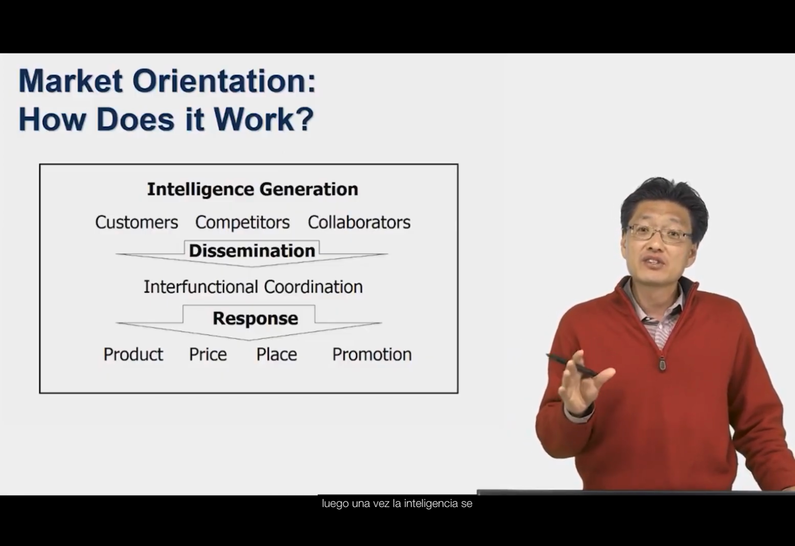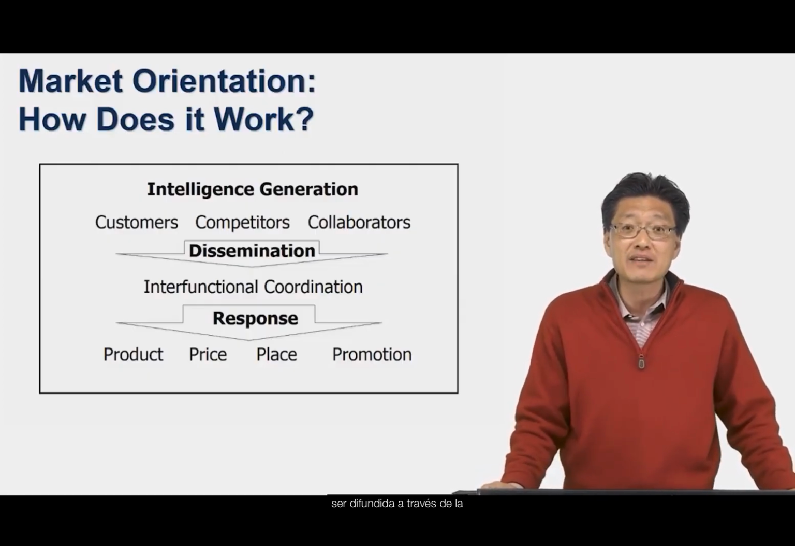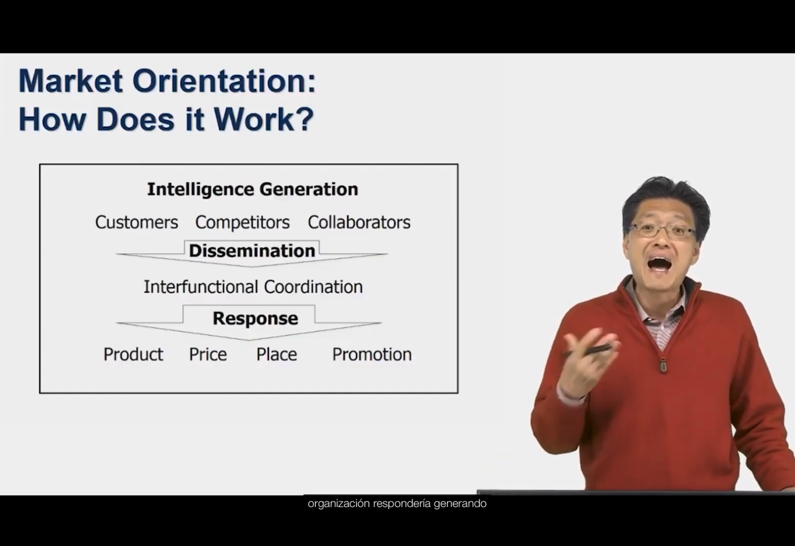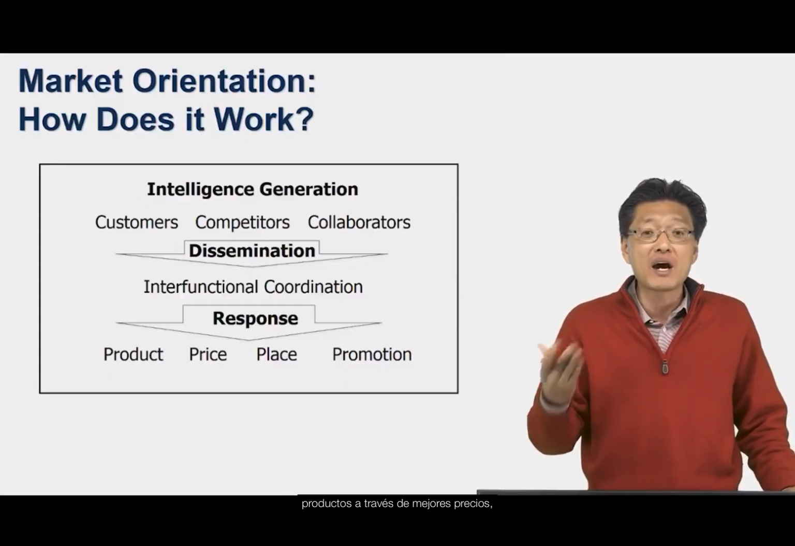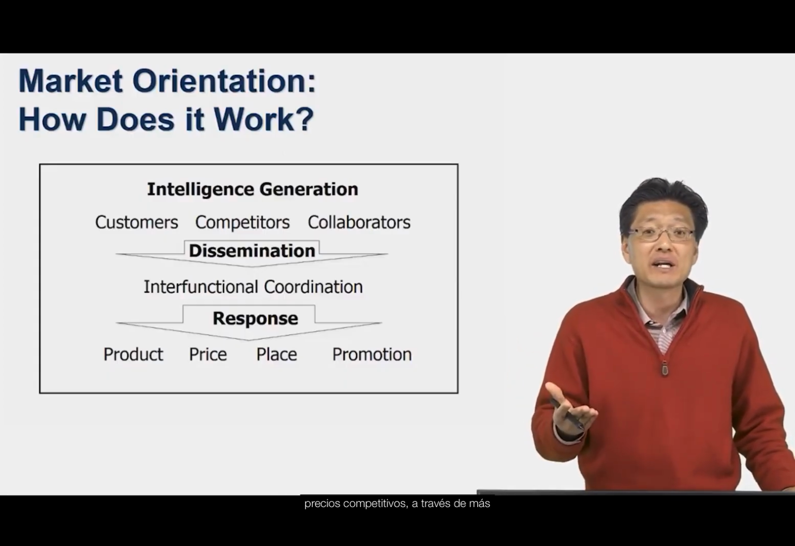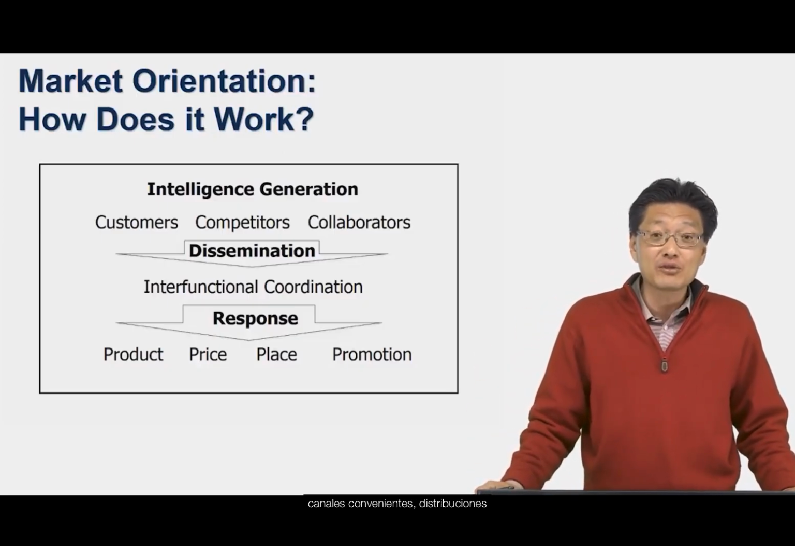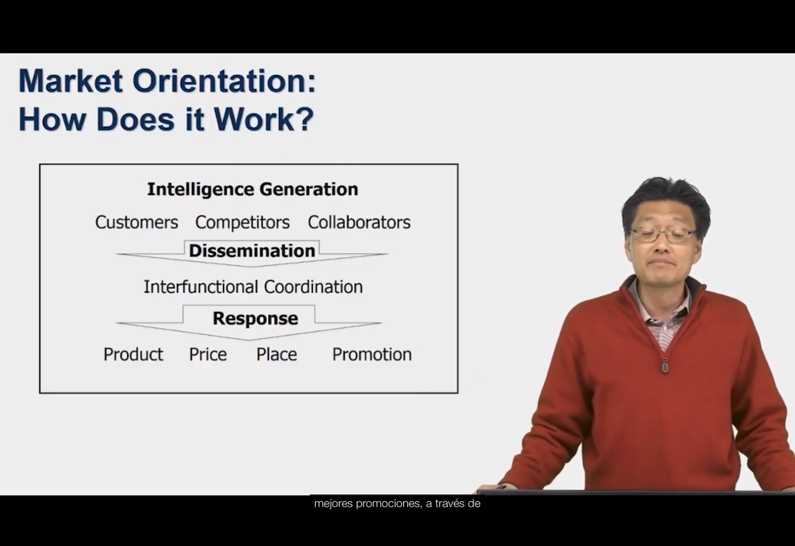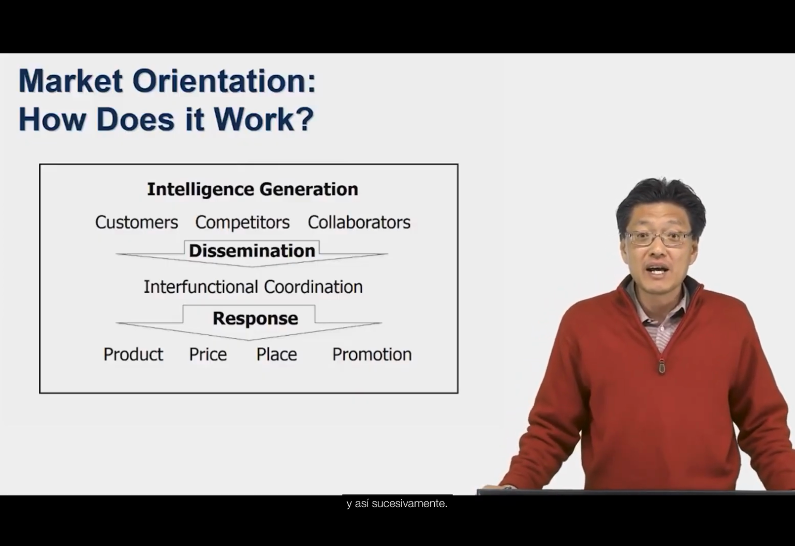And then once the intelligence, the information has been generated, that has to be disseminated through interfunctional coordination. And then the organization would respond by producing better output into the market through products, through better, competitive pricing, through more convenient channels, distribution, through place, and then through better promotions, through better marketing communications, advertising that people can relate to, and so forth.